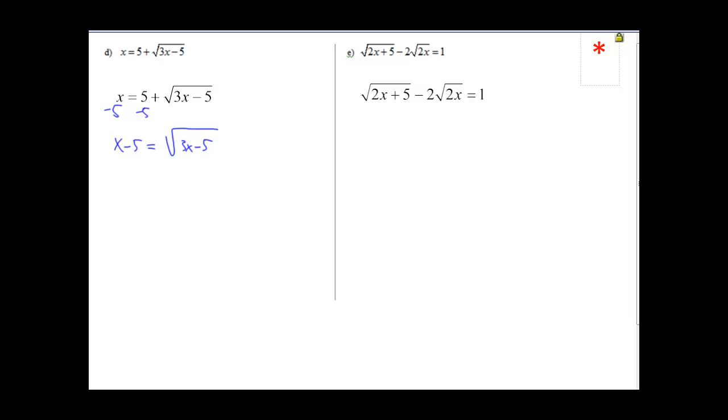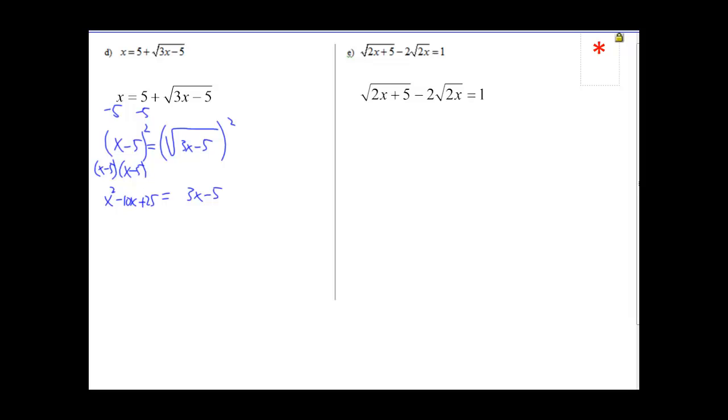Raise it to the index, which is 2. So we're going to square both sides. Okay, this is where it gets interesting. Right side should hopefully be a little easier. Okay, that's just going to give us what's underneath. So 3x minus 5. You now have to multiply x minus 5 times x minus 5.